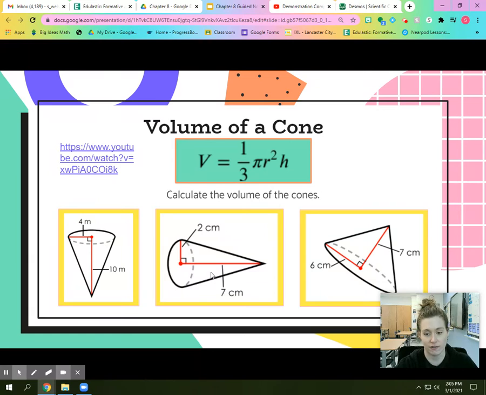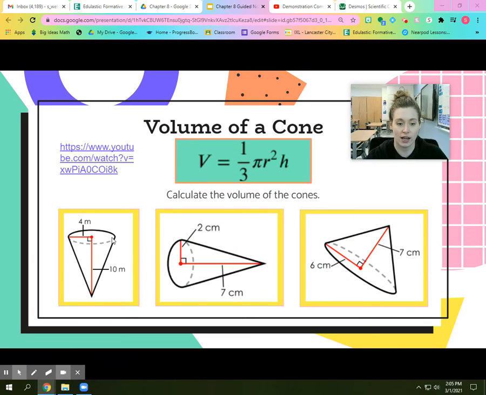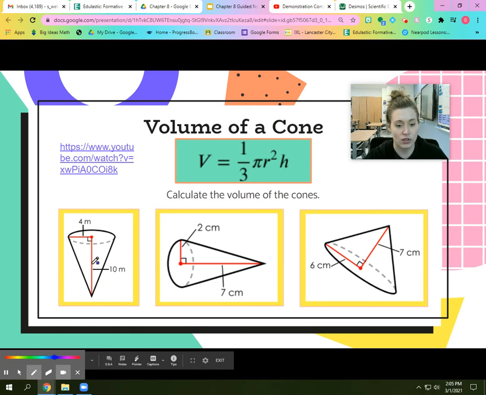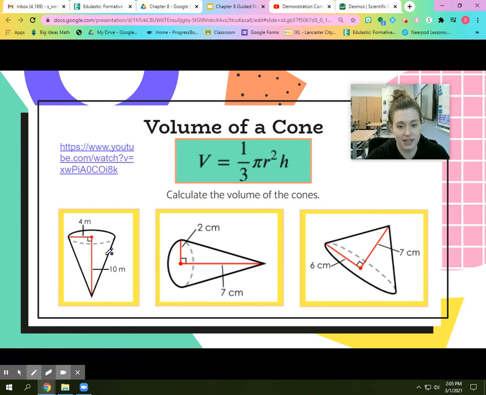So let's practice a few of these. We've got a cone here. We can see that it has a radius of 4 and a height of 10. So let's plug these numbers into the formula as we see it here.